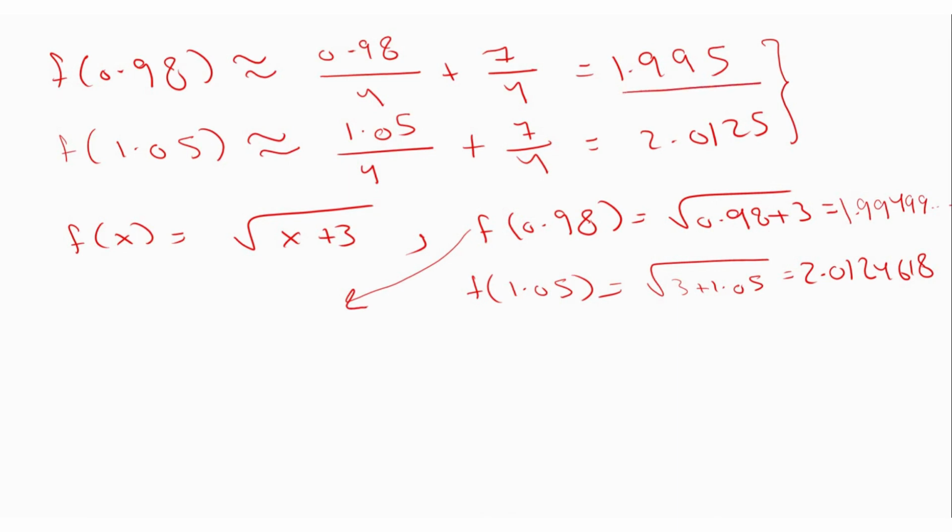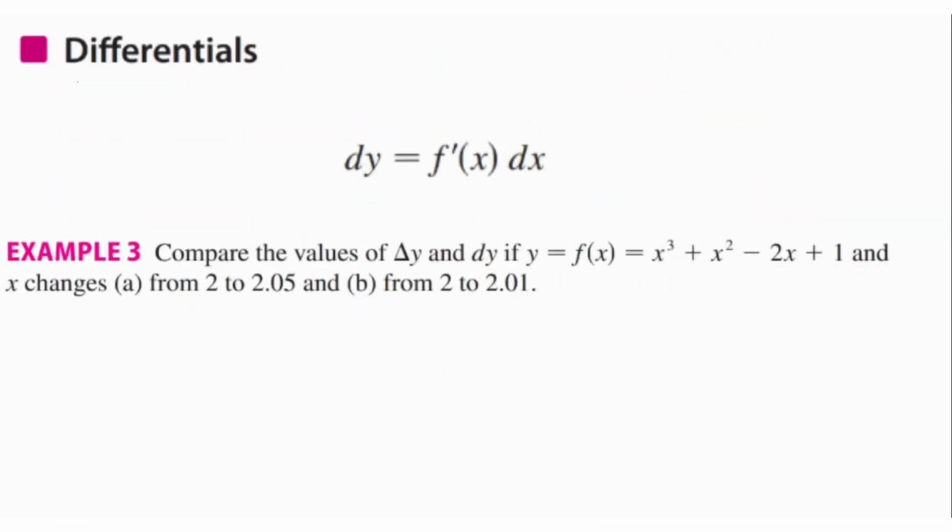So basically for this one, we can see that the approximation we got was 1.995 and the actual value was 1.99499. So we can see that this is an overestimate, because the approximation we got was more than the actual function at 0.98. And at this point, also it's an overestimate. So for both values, it was an overestimate, because f at 1.05 was approximated by 2.0125, and the actual one was 2.012468.